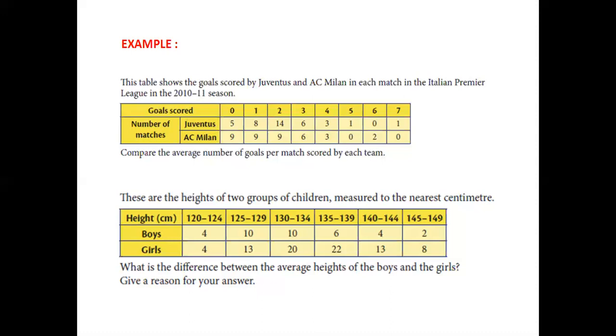Plus, what I mean, I left this group, 137 times 6 is equal to 822, plus the last one, 147 times 2 is equal to 294.